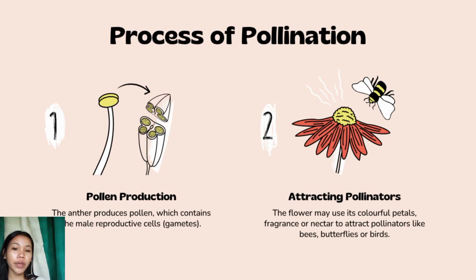Okay, now I'll be going to explain the process of pollination. Number 1, we have the pollen production. The anther produces pollen which contains the male reproductive cells or the gametes.